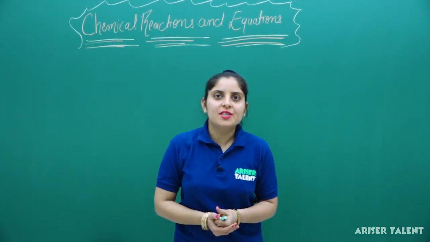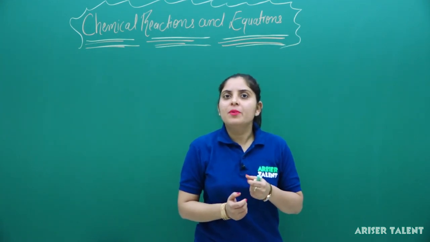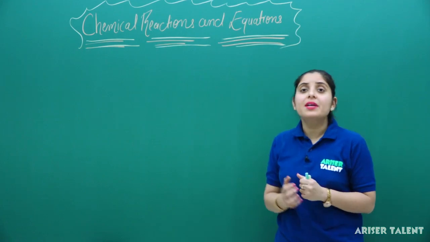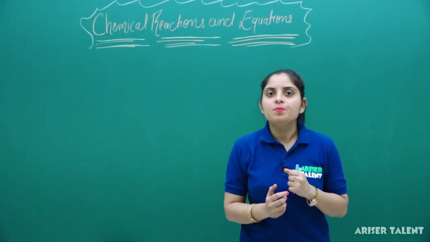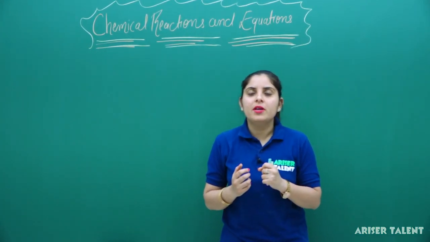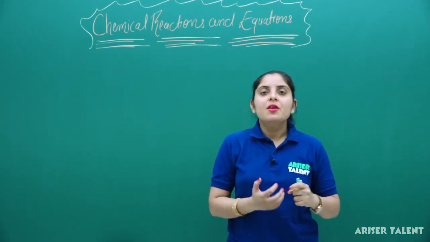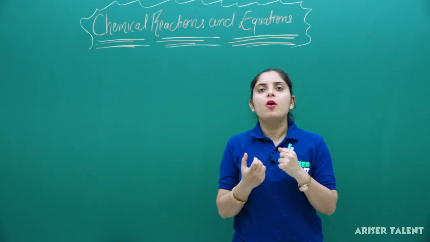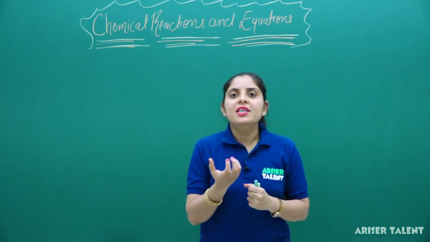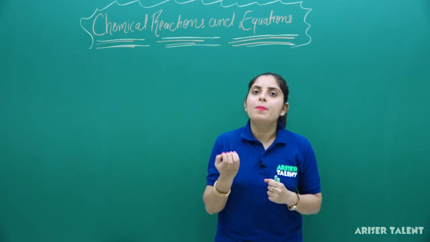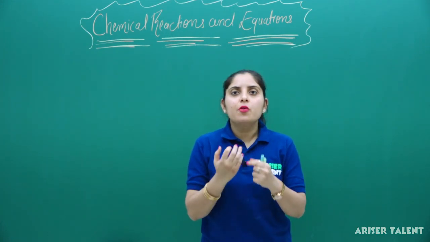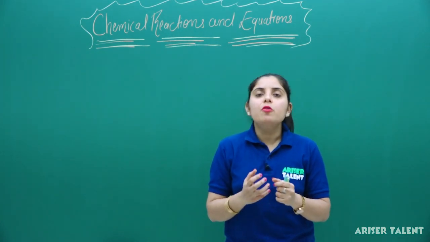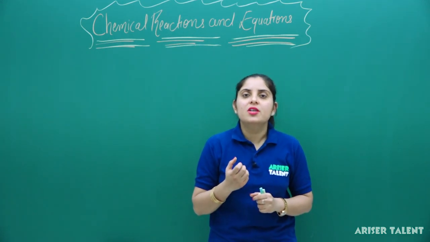I'm your chemistry teacher and we are on the chapter of class 10th chemistry, chapter number 1, that is chemical reactions and equations. In our previous lecture we discussed the oxidation number. What basically is the oxidation number? Oxidation number is the charge on a particular ion in its ionic form when all the other atoms are removed from it. Then we discussed the rules for writing the oxidation number.